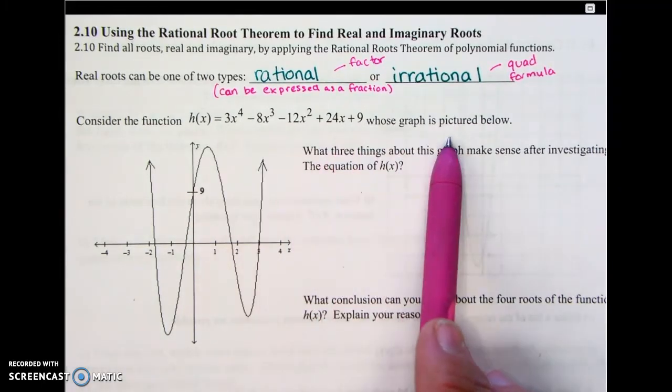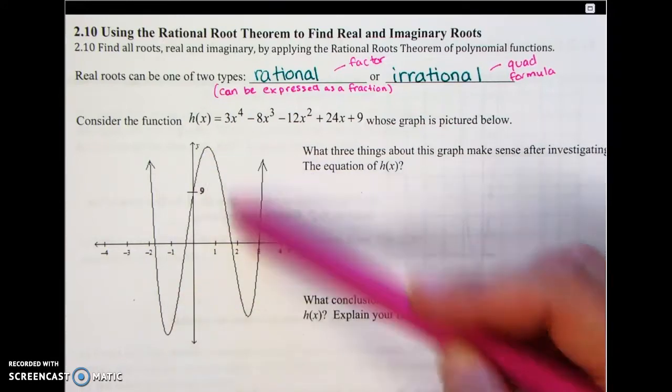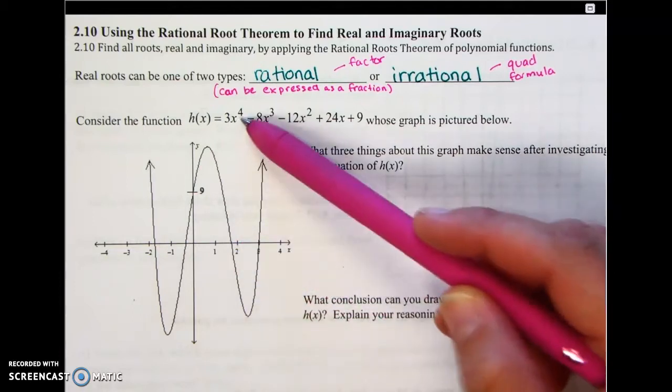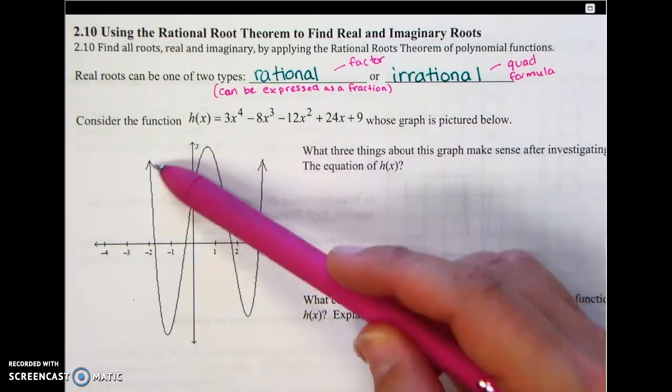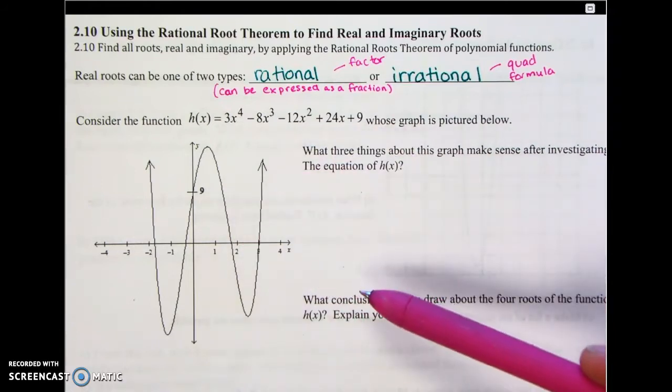So, ready? This is our exploring page. Consider this function whose graph is pictured below. It's a positive quartic, and we see it does look like a W. 1, 2, 3, 4, 1, 2, 3, 4 matches a quartic. Positive leading coefficient means it's going up. We have a y-intercept of 9, all right?